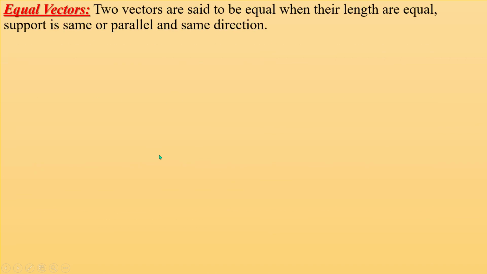Equal vectors: two vectors are said to be equal when their lengths are equal, their support is the same or parallel, and their direction is the same. That means there are three conditions. One, lengths are equal. Two, support is the same or parallel, and another condition, directions are the same.